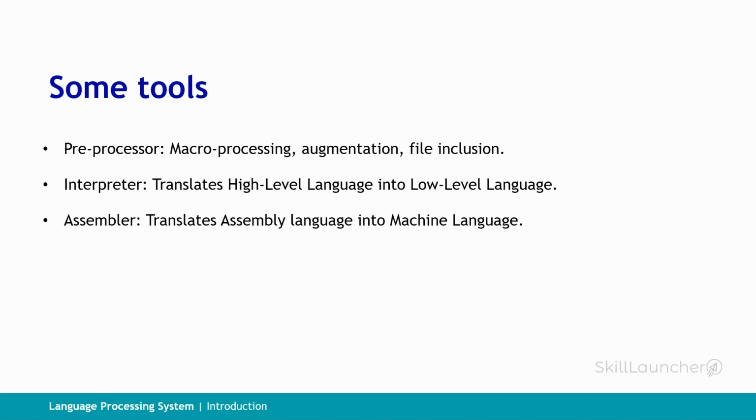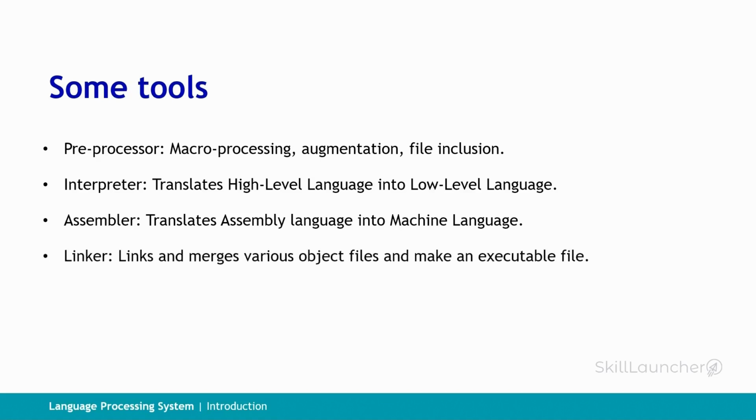Now comes the assembler. The assembler translates assembly language program into machine code. The output of this assembler is an object file, that is a .obj file. It contains a combination of machine instructions as well as all the data required to place these instructions in the memory. Now, the linker links and merges various object files produced by the assembler and makes an executable file. The major task of the linker is to search and locate referenced modules and routines in the program.